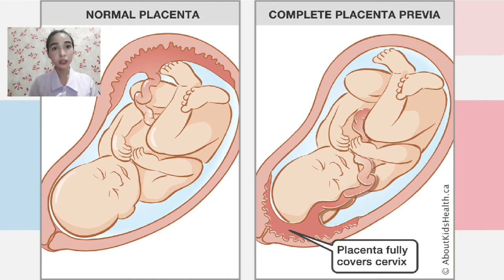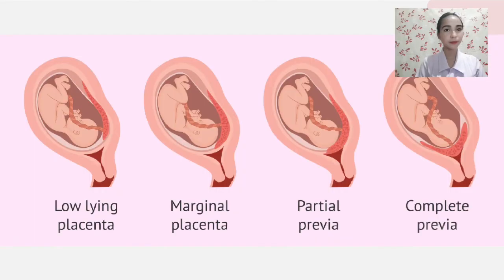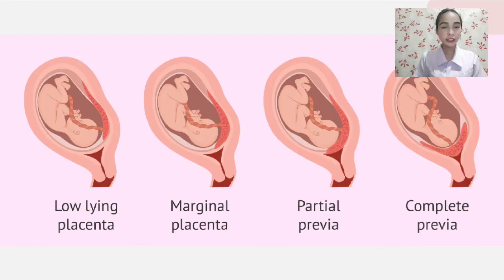Placenta previa, or sometimes referred to as low-lying placenta, is a pregnancy complication in which the placenta attaches to the lower end of the uterus near or covering the cervical opening. There are 4 degrees of placenta previa. The first is low-lying placenta. Here, the placenta implants in the lower uterine segment but does not reach the cervical os. Often this type of placenta previa moves upward as the pregnancy progresses, eliminating bleeding complications later.